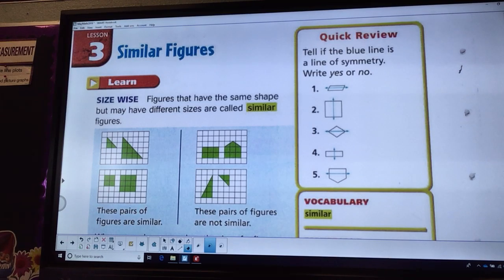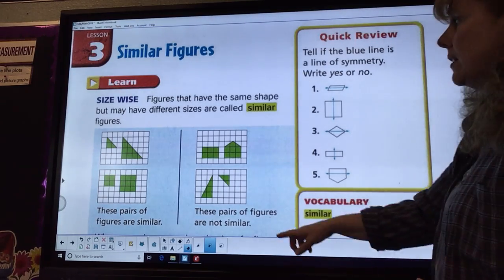Mrs. Burrows taught you about congruent figures the other day, and we know that congruent figures have to be exactly the same size and shape. Similar figures are just that. They're similar, but they're not exactly the same. Figures that have the same shape but may have different sizes are called similar figures.